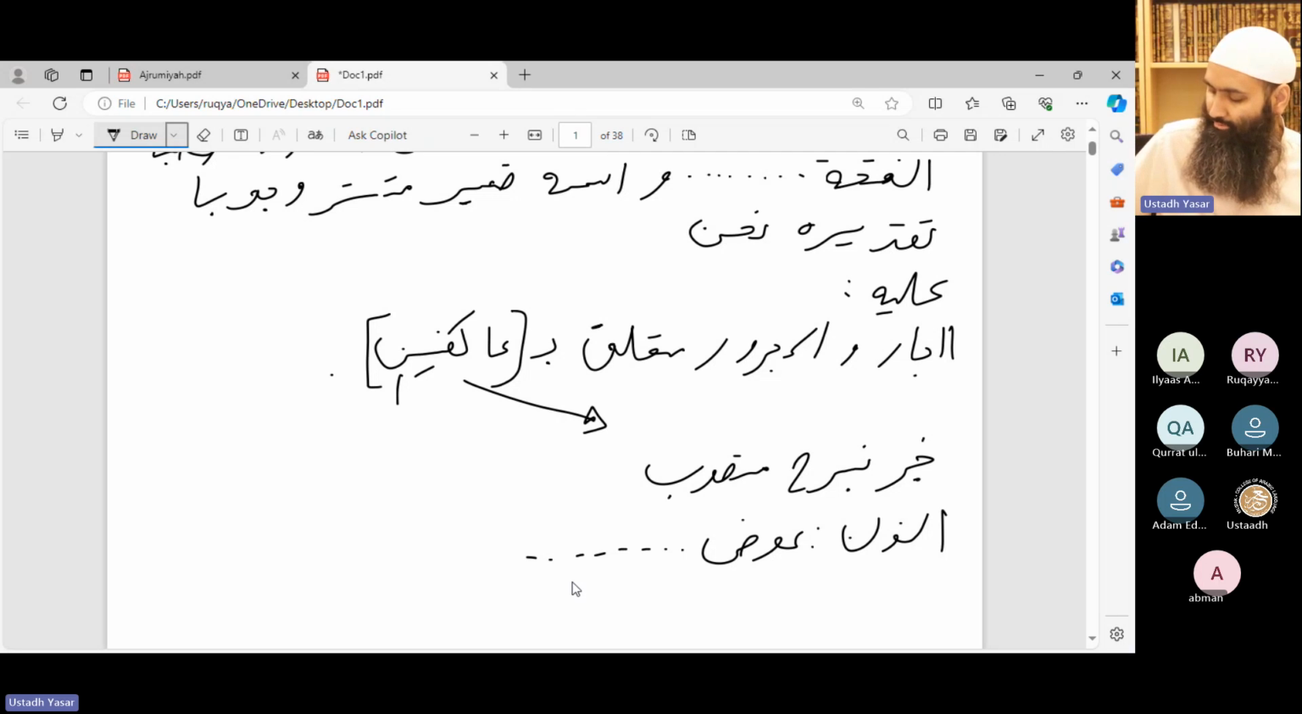And this i'rab, you should remember it. It will help you when we come to talk about kana wa akhawatuha. If you have understood this i'rab, then you can pretty much do the i'rab of any jumla which has kana or ahad or ihda akhawatuha. So if you don't know the i'rab of this, now you've understood this, you can apply this i'rab to kana wa akhawatuha quite easily. You just have to figure out where is the ism and where is the khabar.